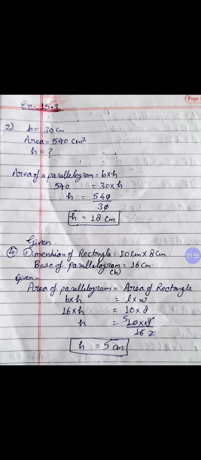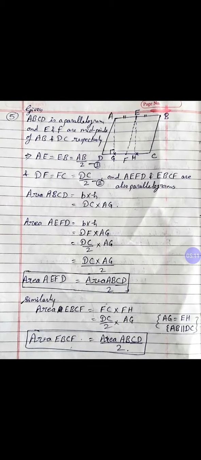So the base of the parallelogram is given as 16. So 16 into H will equal the length of the rectangle, 10, into the breadth, 8. We solve this and we get height equal to 5 centimeter. Now let's come to question number 5.